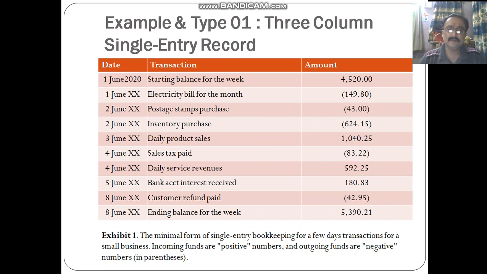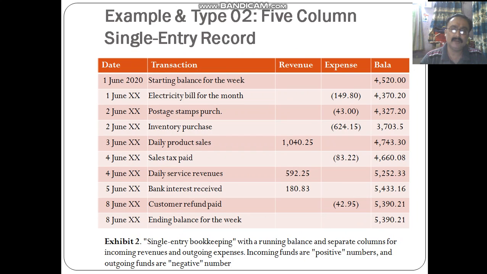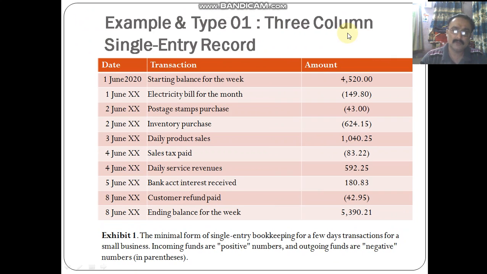Basically, the single entry accounting system has two types: three column single entry record and five column single entry record. Here you will see both. But before that, I would like to focus on the three column single entry record. It has basically three columns: the date, transaction, and amount.